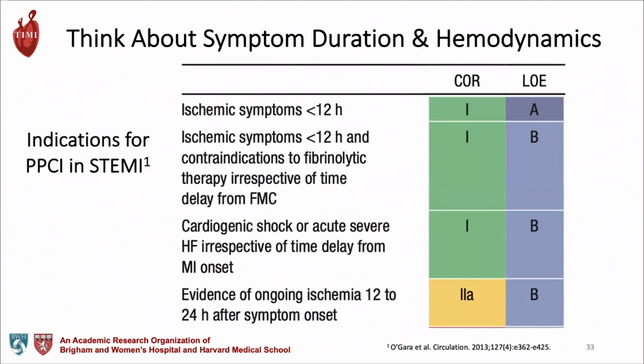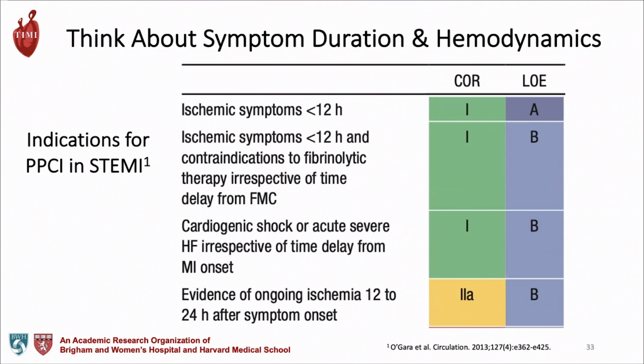A couple of things to think about when you're evaluating a patient with STEMI are symptom duration as well as hemodynamic status. What I've been talking about so far is the patient who presents with chest pain and ST segment elevations, and then you try to take them directly to the cath lab. But sometimes patients present late. And so here are the class 1 indications. If a patient has a STEMI and their ischemic symptoms have been going on for less than 12 hours, they should go straight for primary PCI.